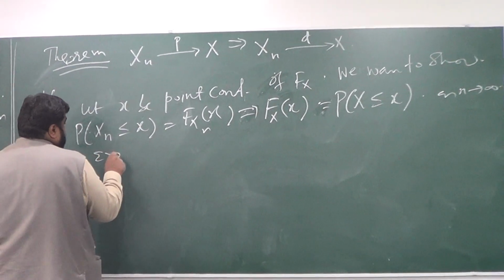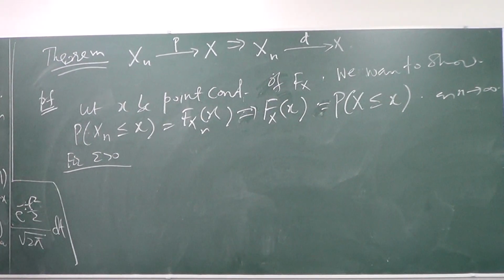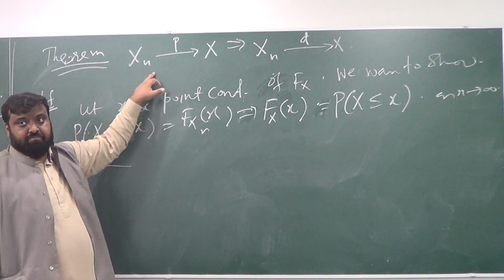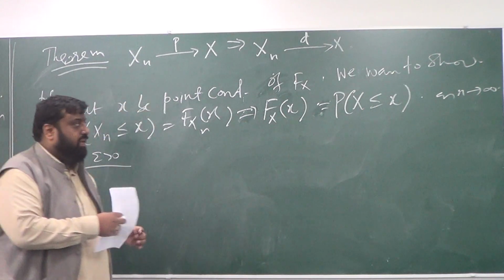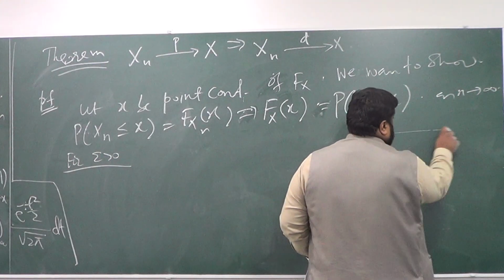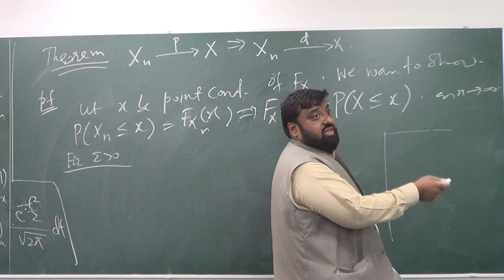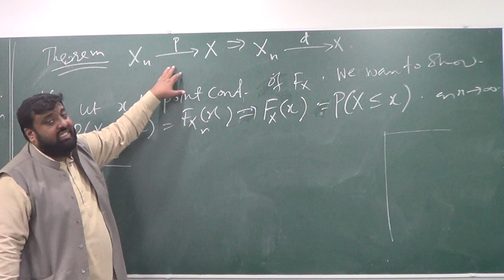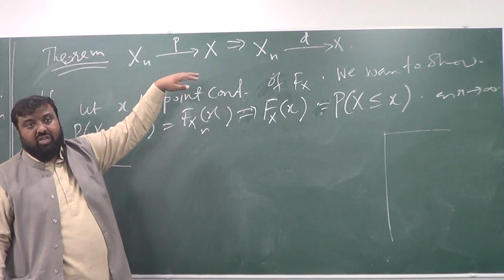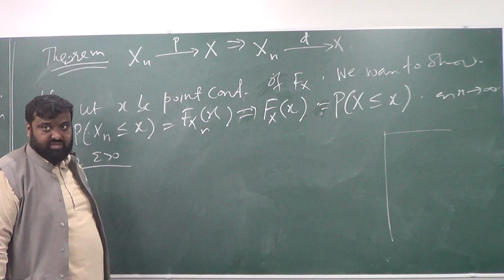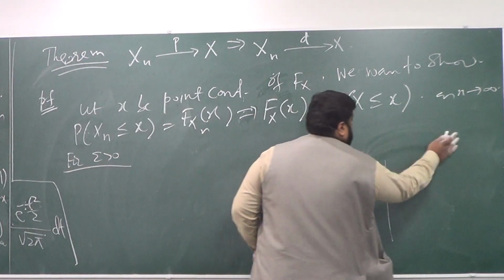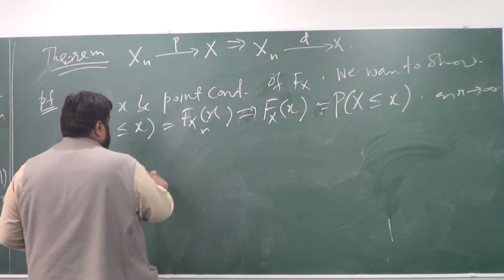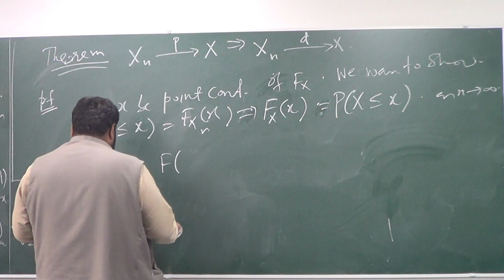Take any epsilon positive. By the way, do you remember the definition of convergence in probability? The definition of convergence in probability is that for every epsilon positive, the probability of |Xn minus X| being bigger than epsilon goes to 0 as n goes to infinity. Okay, that's the definition. So choose an epsilon positive and think about this guy.